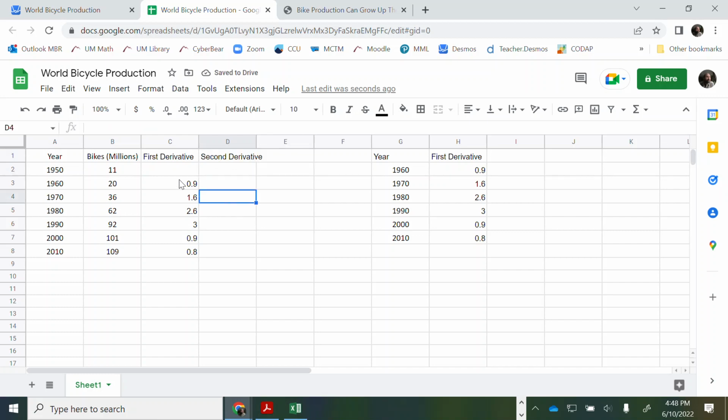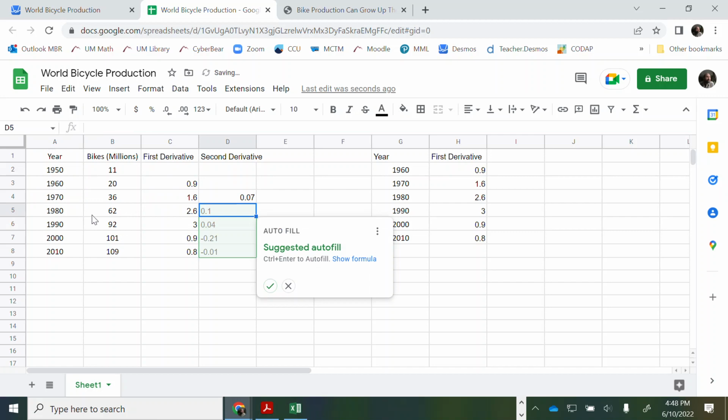And all I want to know is the rate of change at which the rate of change is increasing or decreasing. I want to know how much it went up, up, up, and then I'm going to see it definitely went down here. So I'm going to have a mix of positive and negative second derivative values. So again, it's the same equal. I want this to be this number minus that number divided by parentheses year minus year. And again, I'm going to get 1. We'll go ahead and hit the autofill.